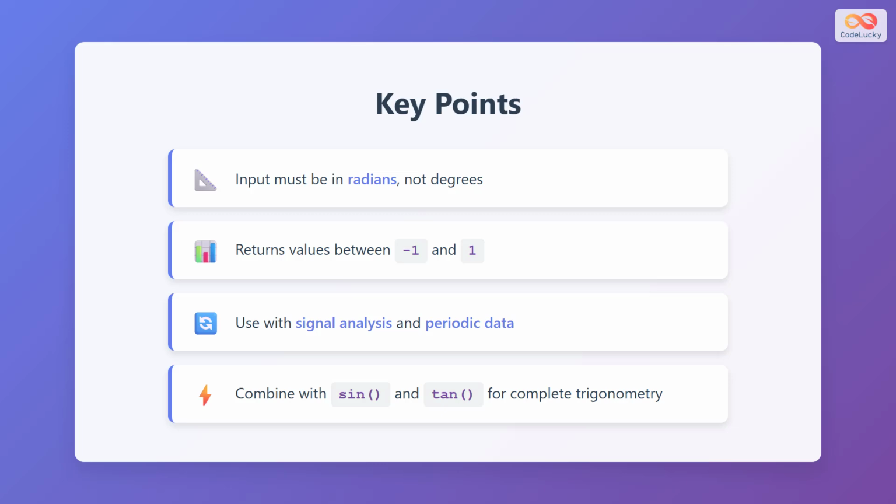Let's review the key points about the cosine command. First, remember that input must always be in radians, not degrees. If you have degree measurements, you must convert them first. Second, the cosine function always returns values between -1 and +1. Third, this function is particularly useful for signal analysis and working with periodic data patterns. Fourth, you can combine cosine with other trigonometric functions like sine and tangent for comprehensive trigonometric analysis in your Splunk searches.